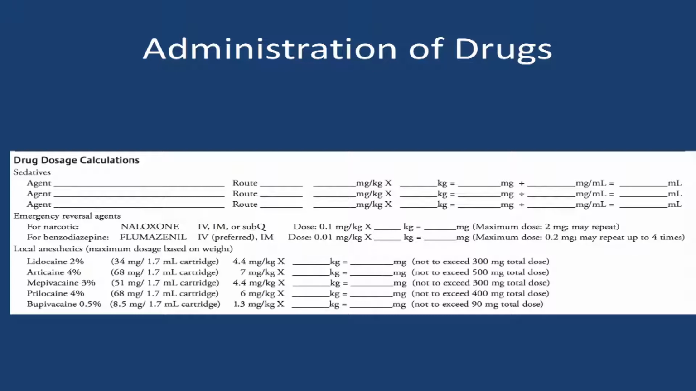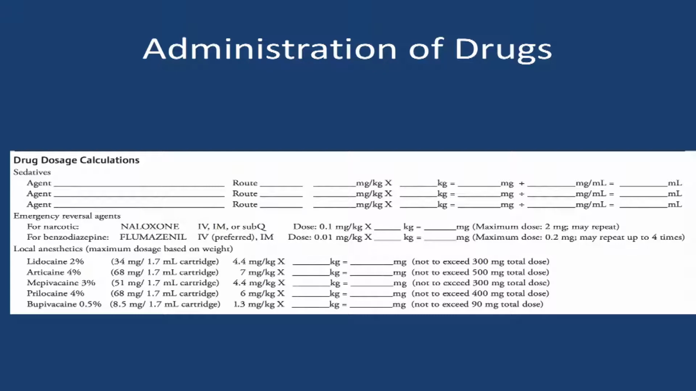The emergency reversal drugs are available for narcotics. We have naloxone, which can be delivered IM, IV, or sub-Q, and that dose is 0.1 milligrams per kilogram times the kilogram weight equals the number of milligrams, with a maximum dosage of 2 milligrams that may be repeated every 2 to 3 minutes during rescue.